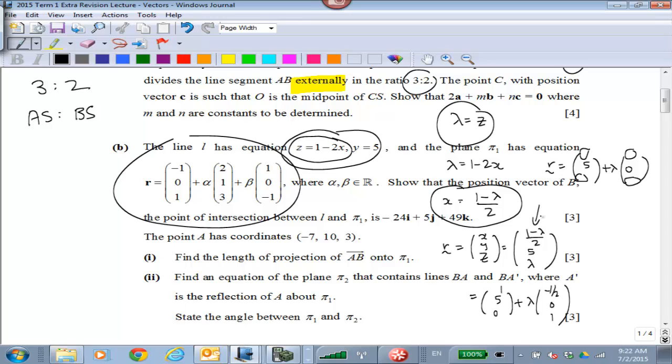Remember how you actually get from vector equation to Cartesian? You let x equal to what, then you make lambda the subject. Do you remember? Then you equate. I'm just reversing the process.